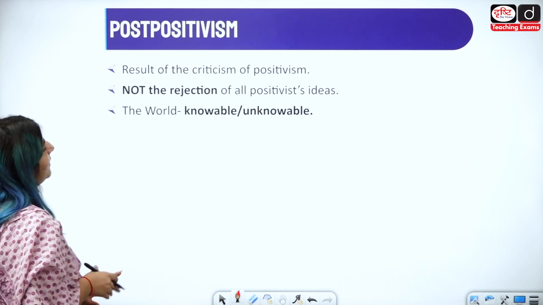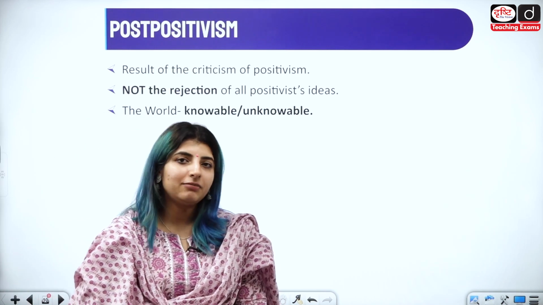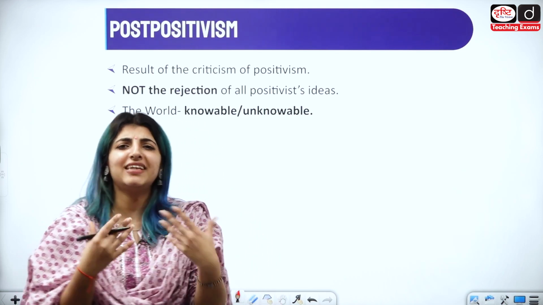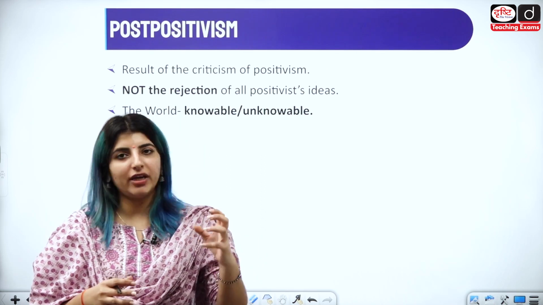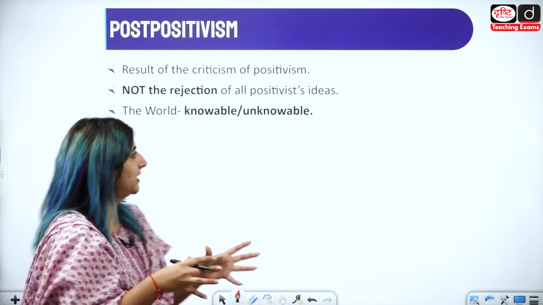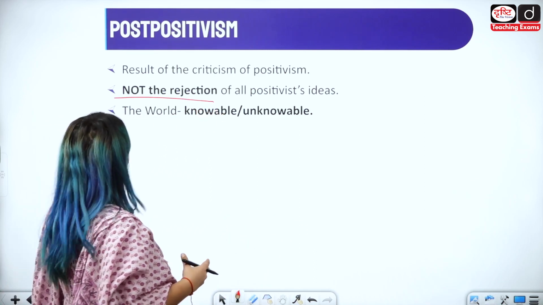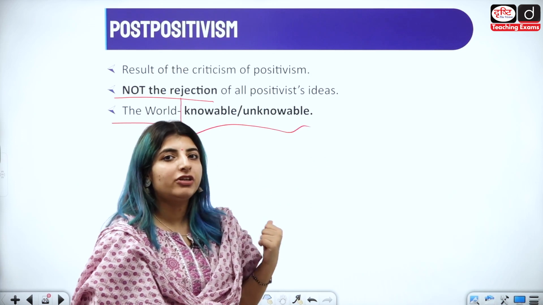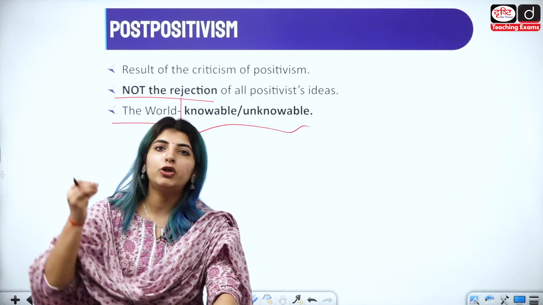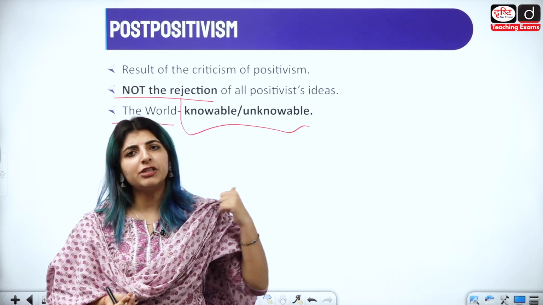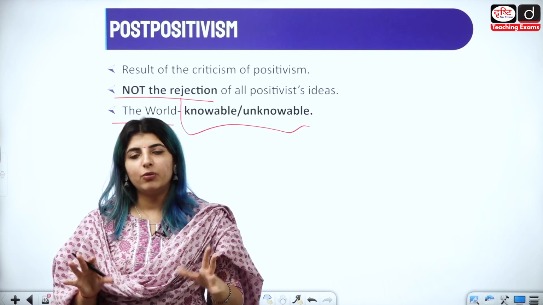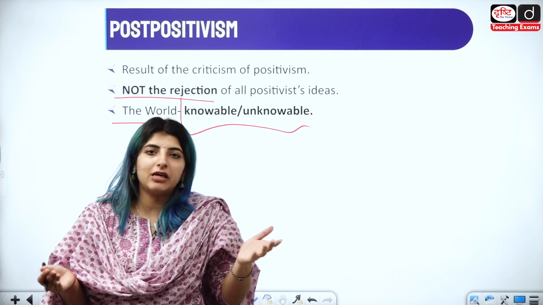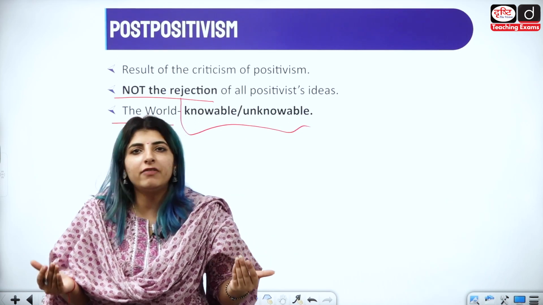Correct? Then we have post-positivism. Now post-positivism, as I told you, was not anti-positivism. It was not against positivism, but it was somewhere or the other rejecting some of the ideas which were there. They were saying it's okay, hum log science or common sense dono ko saath mein leke chalte hai. It was not the rejection, already told you. The world is knowable or unknowable, we do not know. The positivists have already said that there is one single knowable truth that is universal for all. But the post-positivists are saying that it's all right, but we might be the ones who are gaining some new scientific discovery of the same phenomena differently in the upcoming times. You never know of that, right?